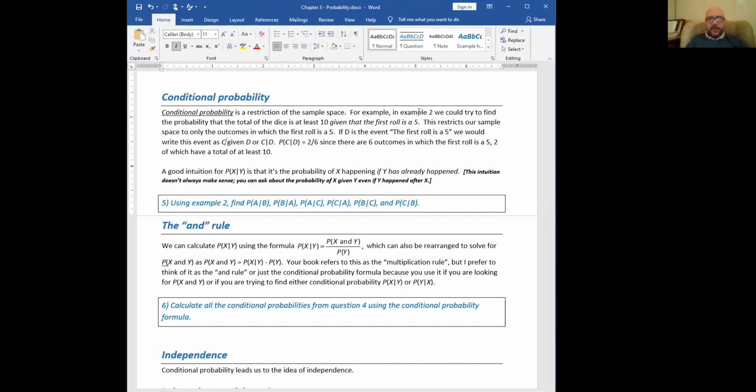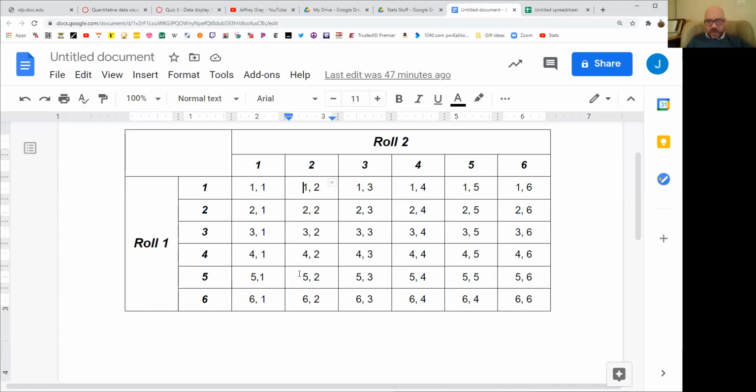Go ahead and save that. So the probability of C given D, if D is the first roll is a 5, let's look at how we can use that. We know that the first roll is a 5. We already know that this is true. Therefore, we don't have to consider all the other cases for the first roll. I can ignore the cases for the first roll being 1, 2, 3, 4, or 6, because I know it was a 5. We're just looking for the probability of C given that the first roll was a 5.